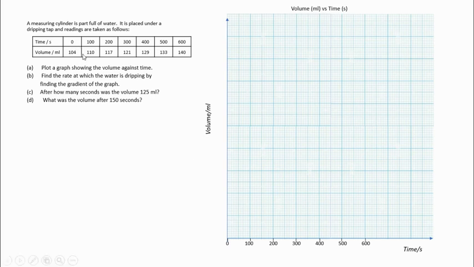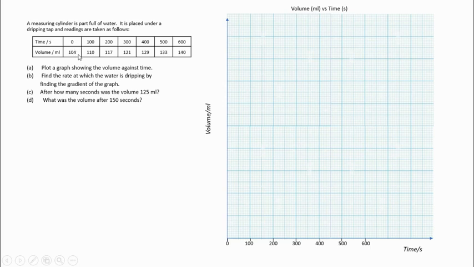The values that we're using here for volume, the lowest value is 104, the highest value is 140. So it is not necessary for us to start the y-axis scale here at 0, because if we start at 0, our first point is going to be 104. We would definitely not be using up as much as half the page if our page even goes from 0 to 140.